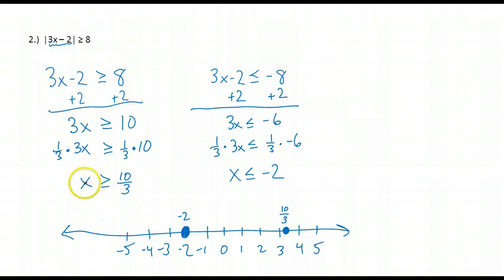Now I want all the x values that are greater than or equal to 10/3. So I want all the x values that are greater than 10/3 to the right of 10/3. So I'm going to shade to the right. And I want all the x values less than negative 2, so I'm going to shade to the left of negative 2. Now if I look, this is really an OR inequality. My solutions are either here or here.